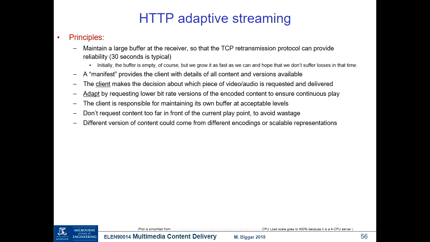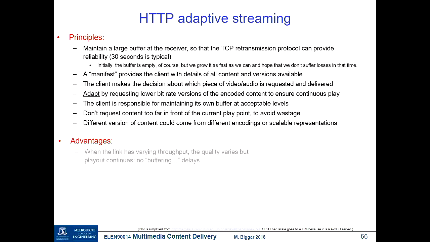Okay, so where do these different versions of the content come from? Well, they could come from completely different encodings, or it could be a scalable representation, right? Now, this is not common, at least not common yet, but there's absolutely no reason why a switch to a different bitrate couldn't involve a selection of a different number of layers in a scalable representation.